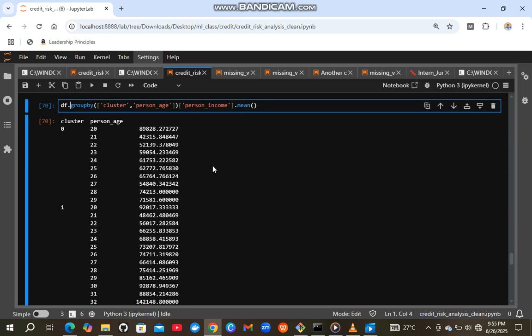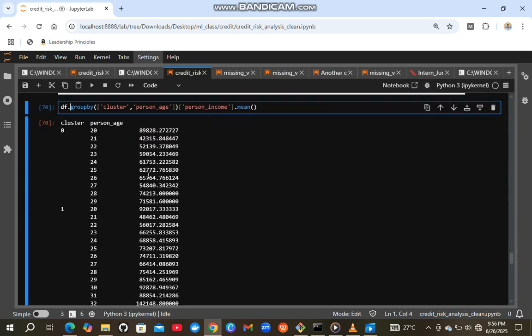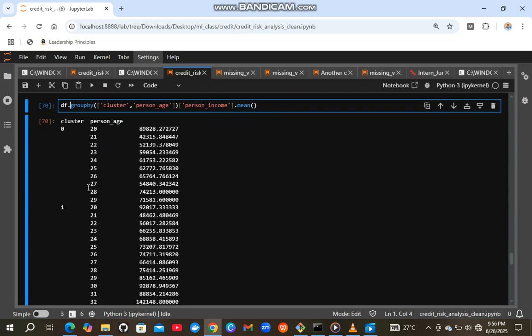So what I was trying to find was the average income for individuals at a certain age in a particular cluster. So for this cluster, the 0 cluster, which is these green values here, this cluster has the largest number of young people. They're aged from 20 to 29. It's mostly young people in this cluster.